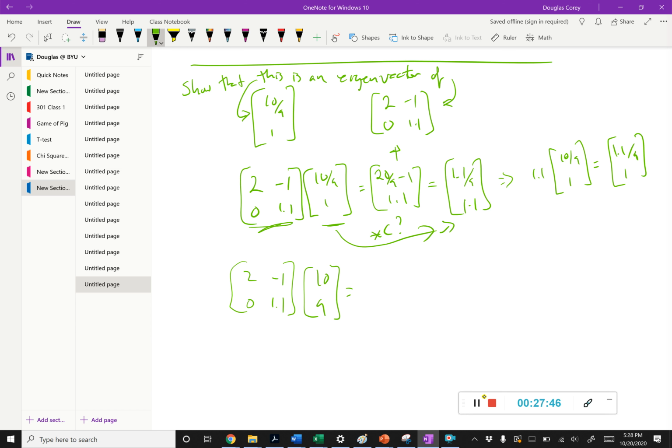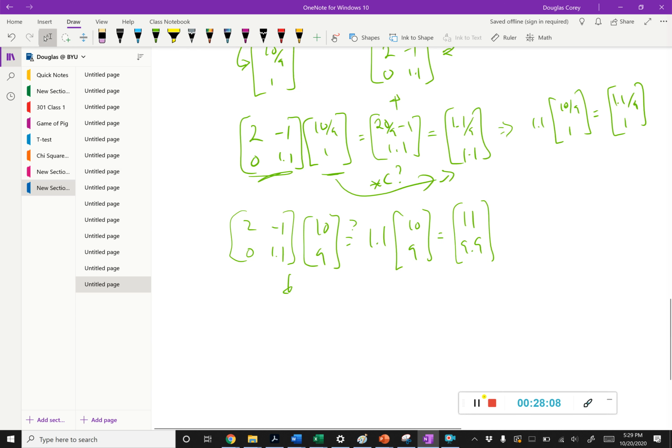That should be the same as, so I'm going to put a question mark, is that the same as 1.1 times 10 ninths, which is 11 and 9.9. Is that the same? Well, let's go down here and figure it out.